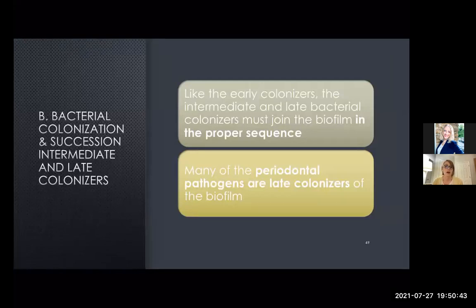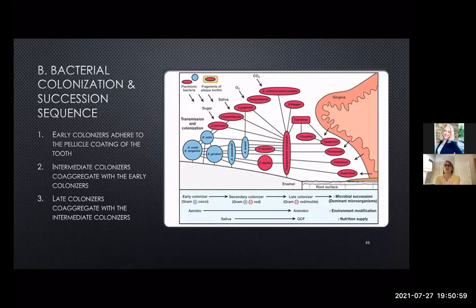So intermediate and late colonizers have to join the biofilm in this sequence: early, intermediate, late. A lot of periodontal pathogens are actually late colonizers. Here's another great picture of what it looks like. So these have names in them. I don't need you to memorize the names, but it's important to know we go from gram-positive cocci, gram-positive rods, then to gram-negative cocci and gram-negative rods, and eventually we get over to the spirochetes.